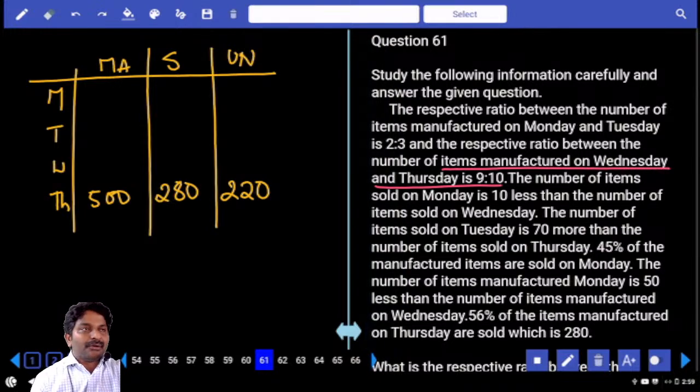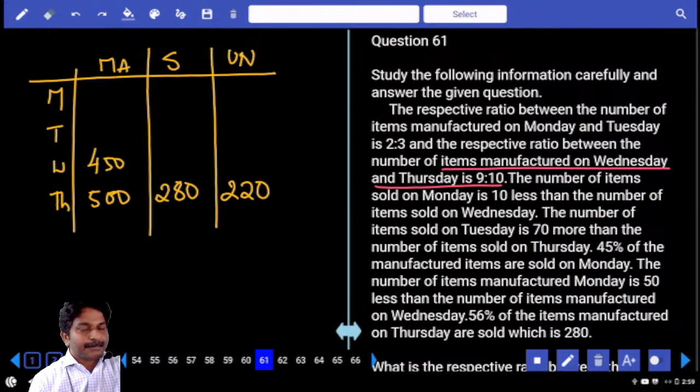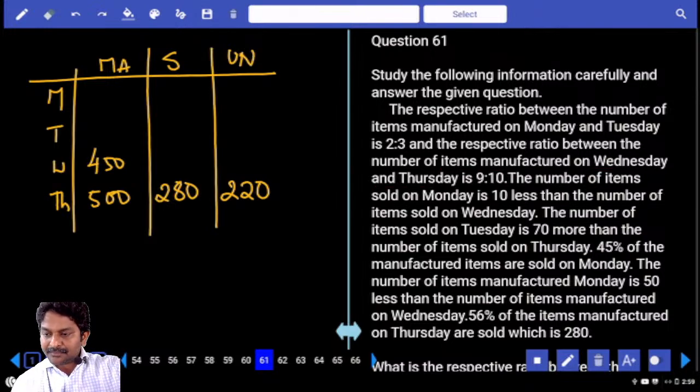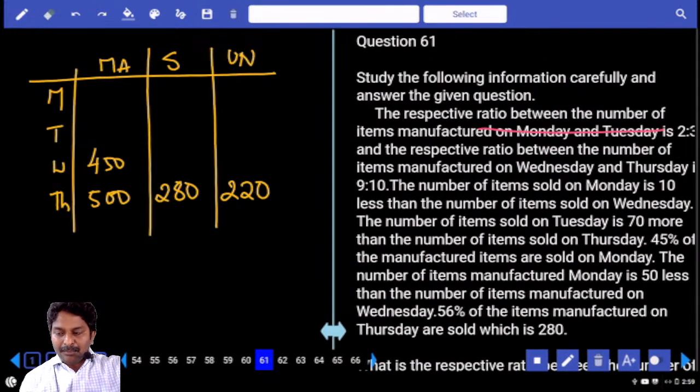Now somewhere I know that manufactured items ratio on Wednesday and Thursday is 9:10. This is 10 parts, 1 part 50, 9 parts 450. Then the first one is number of items manufactured on Monday and Tuesday. We don't have any information, so leave it like this. Next, continue.